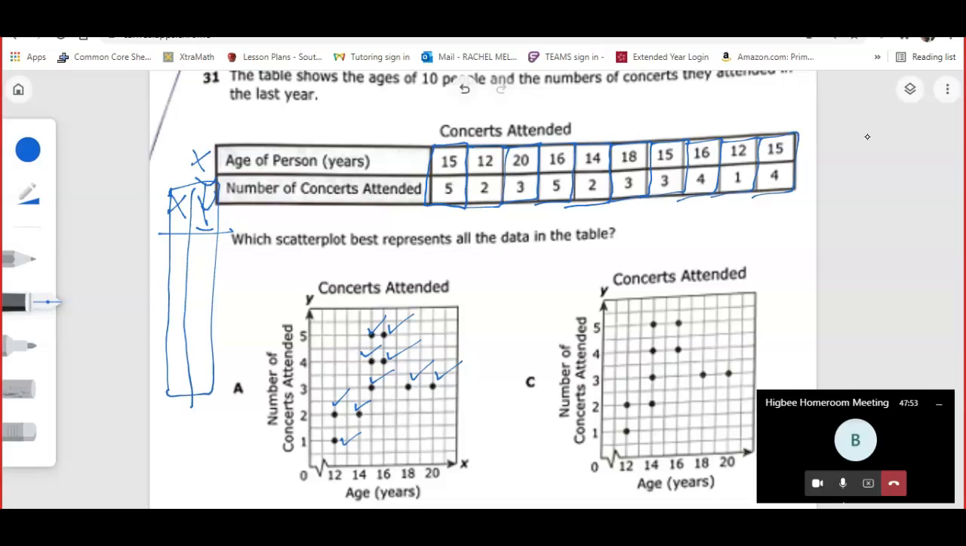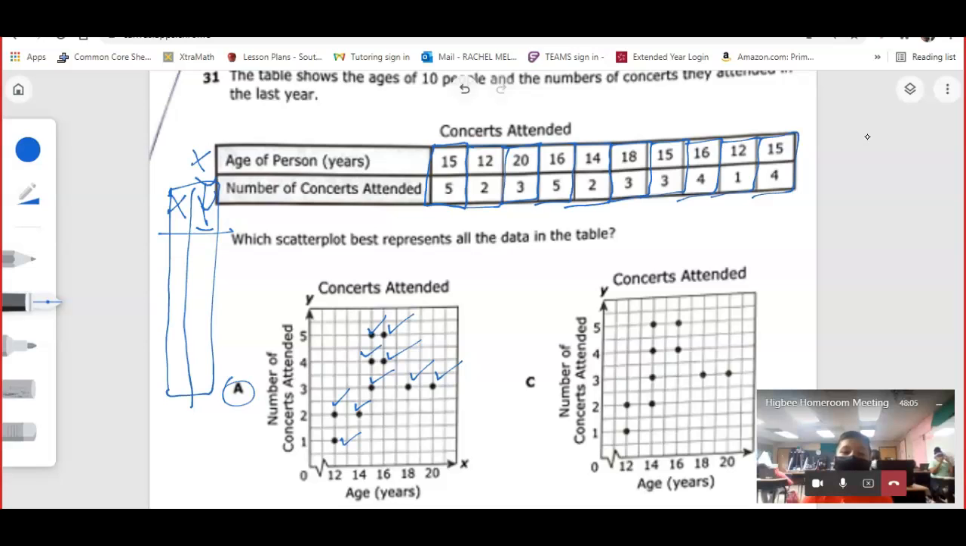That might be our answer, but what do I need to do now? I gotta check all of them, right? Now remember, you don't have to check every single point. As soon as you find one that's not on there, or that's on there but labeled wrong, you're done looking at it. So let's look at C. Do I have a 15, 5 on C? If I go over to 15 and I go up, is there a spot? No, so I'm done. I don't have to look at C anymore.